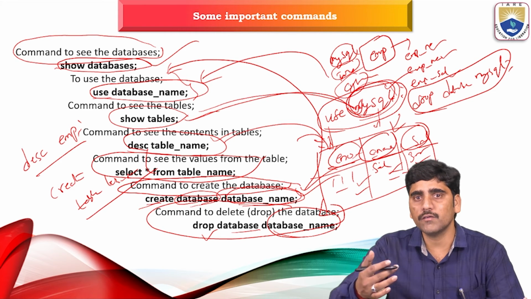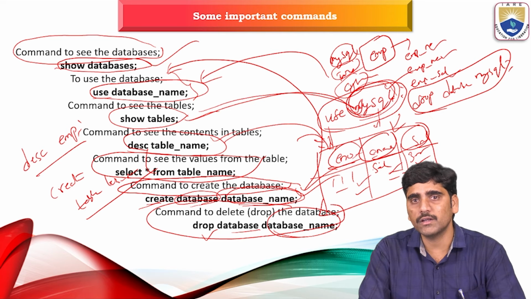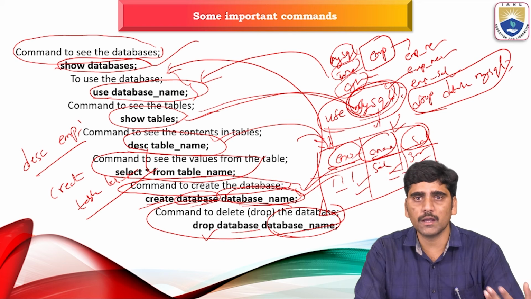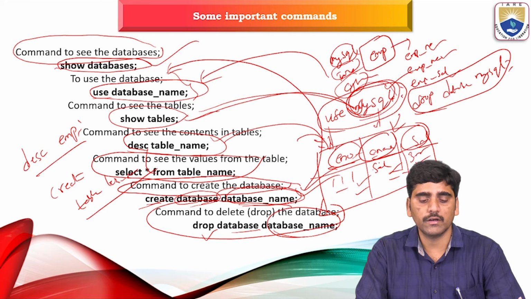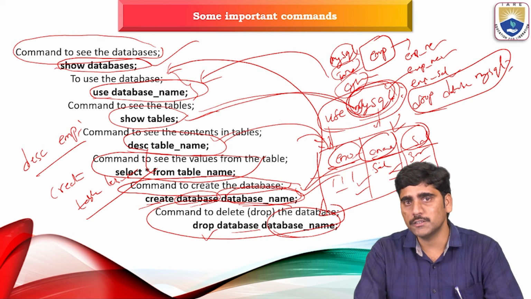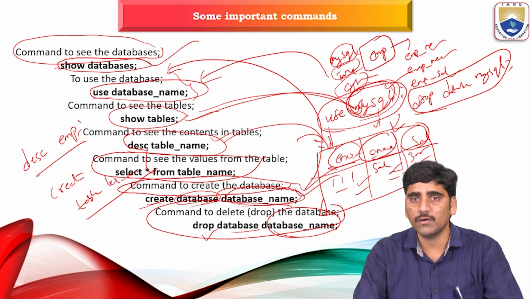To display the list of tables in the database, type show tables. It will display the list of tables that were available in the database. Next, to see the description of a table, you can type DESC table name. And the command to display the values or contents from the table is select star from table name. Then you will see the list of records available in the table.